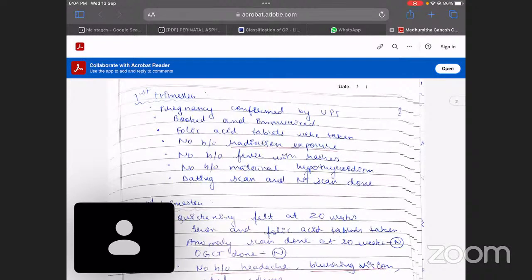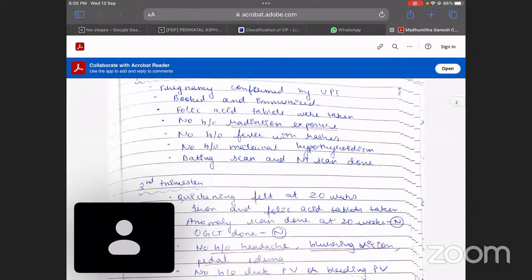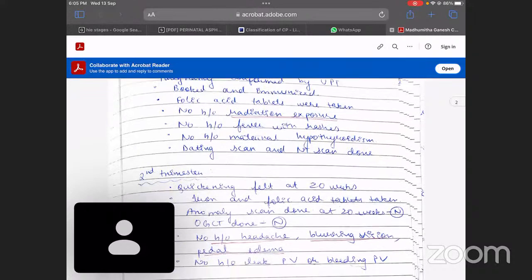First trimester history: pregnancy is confirmed by UPT, booked and immunized, folic acid tablets were taken. There is no history of radiation exposure. The permissible upper limit of radiation for pregnant women is less than 500 millirads, and an X-ray emits about 100 millirads. There is no history of fever with rashes. This is asked to rule out any TORCH infections. There is no history of maternal hypothyroidism. Dating scan and NT scan are done around 10 weeks.